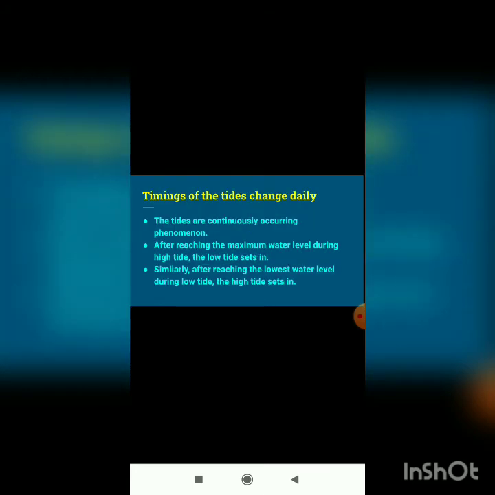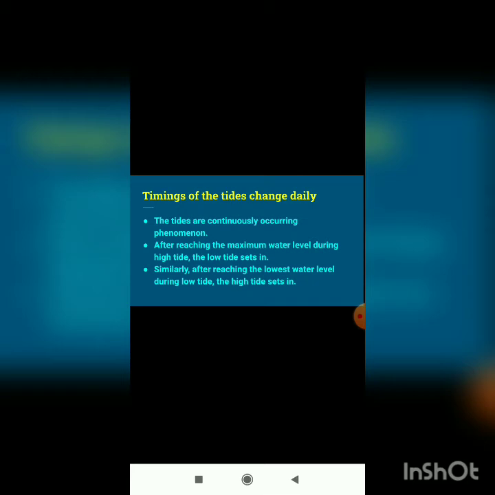In India, the highest tidal range is in the Gulf of Khambhat. It is about 1100 centimeter. Timings of the tides change daily. So the topic which we are going to learn now, students, is timings of the tides that change daily.